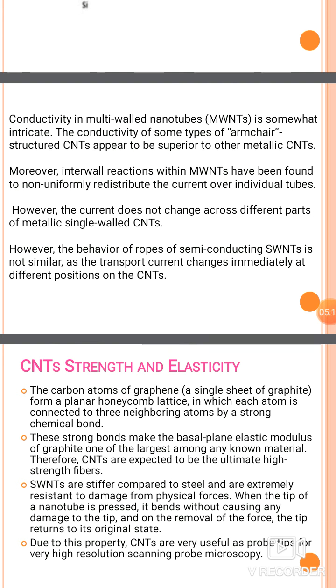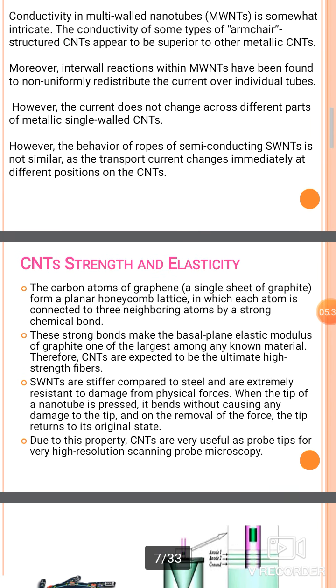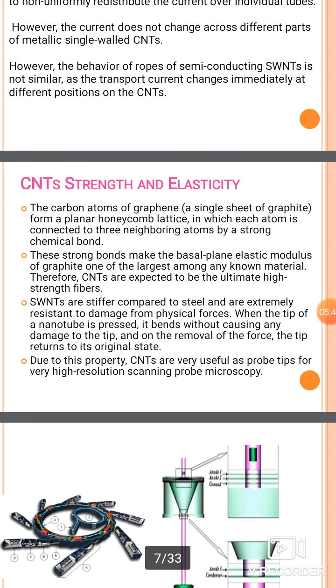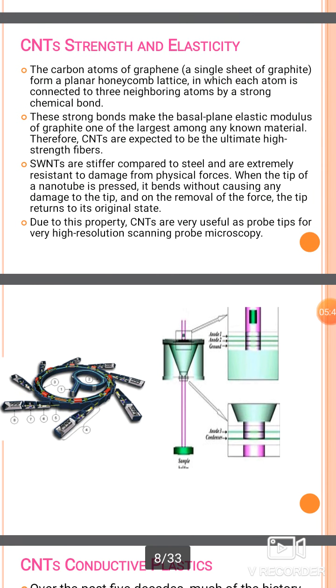However, the current does not change across different parts of metallic single-walled carbon nanotubes. However, the behavior of probes of semiconducting SWNT, I mean single wall nanotube, is not similar, as the transport current changes immediately at different positions on the CNTs. Because we know very well the difference between the single wall nanotube and the multi wall nanotube, so these are the variations here in electrical conductivity properties. Next, CNT strength and elasticity.